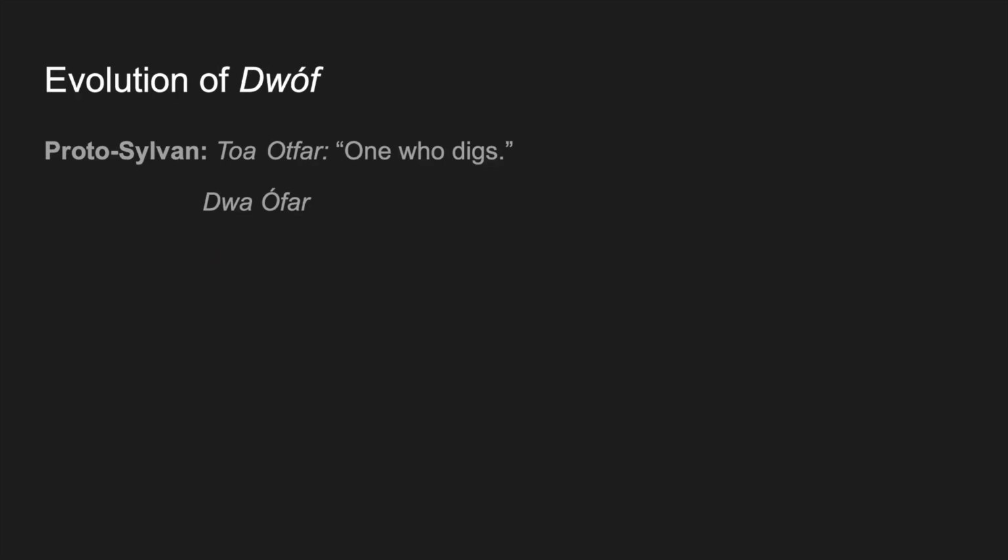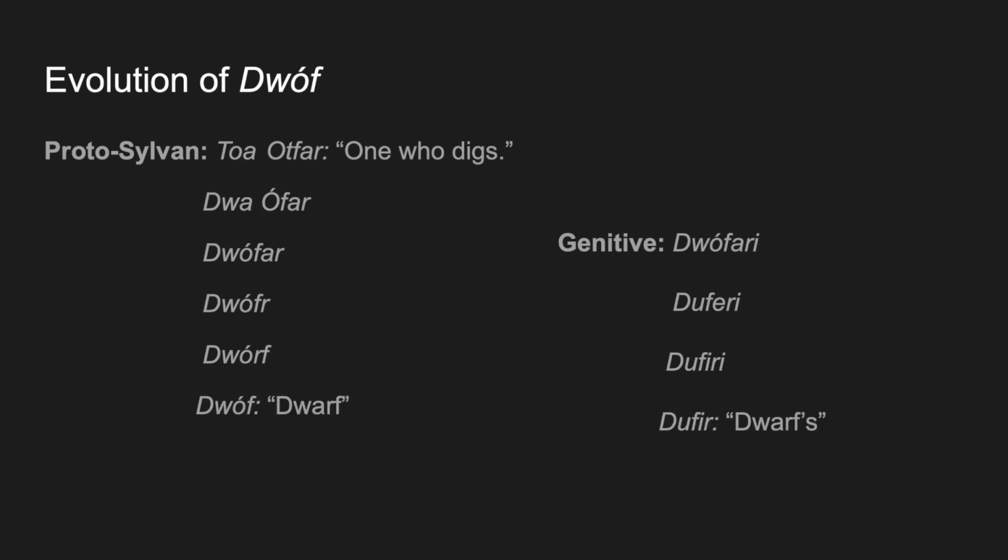But this is because the suffix of evolved from Proto-Sylvan otfar, meaning person, which later evolved into ofar. In some conjugations of this word, a is lost, and in others, o is lost. And in conjugations where the a is lost, f and r underwent metathesis. And finally, r is lost in coda position before another consonant in the main dialect of Dufir.